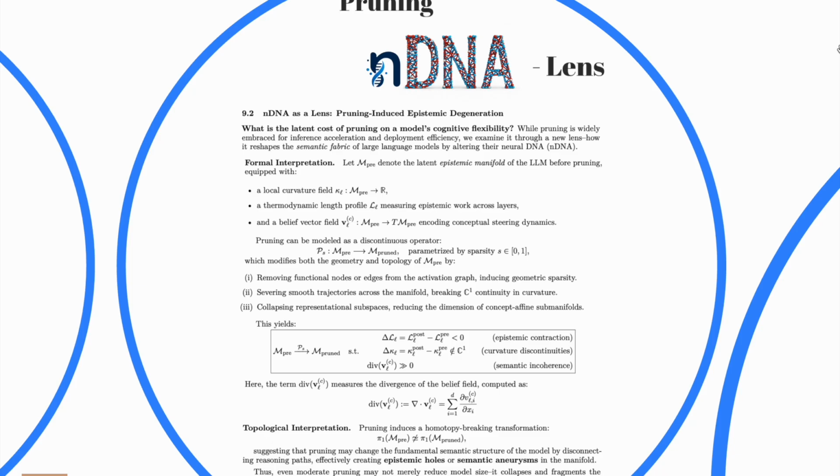Mathematically, there are 3 diagnostics. Delta L is negative across layers. The thermodynamic length goes down, the path gets shorter. That is epistemic contraction. The network does less internal work before answering. Change in kappa, post minus pre, is not even smooth. Curvature shows jumps and corners rather than gentle turns. This is a curvature discontinuity and a sign of structural fracture.